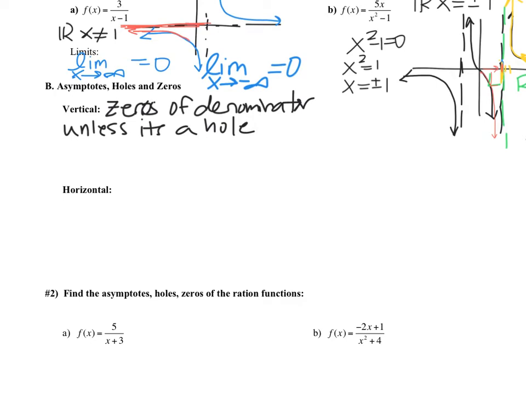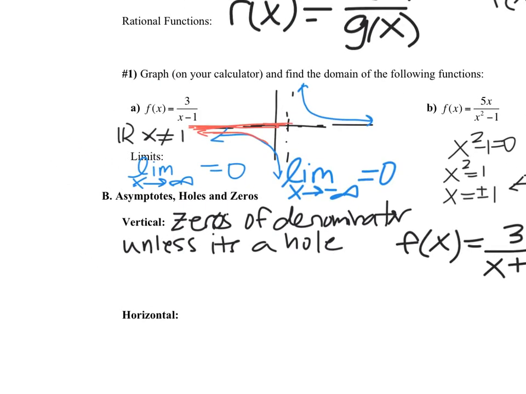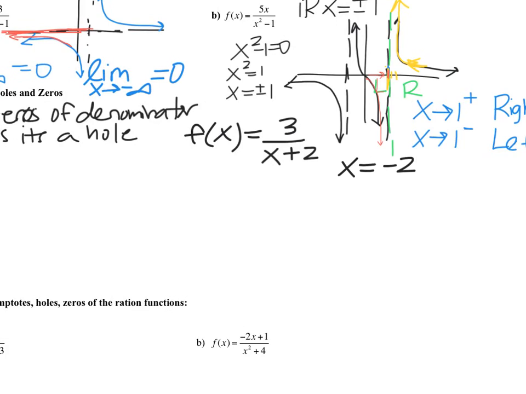So let me just show you. If you have f of x equals 3 over x plus 2, and if you were to graph this thing, you would see that there is an asymptote, zeros of the denominator, so x equals negative 2 would be a vertical asymptote of that graph, okay? We saw it up here, positive 1, negative 1, they were both asymptotes. Over here, positive 1 was an asymptote. x equals negative 2 would be an asymptote. Now what happens is not all zeros of the denominator are going to be asymptotes, so let me show you the exception.